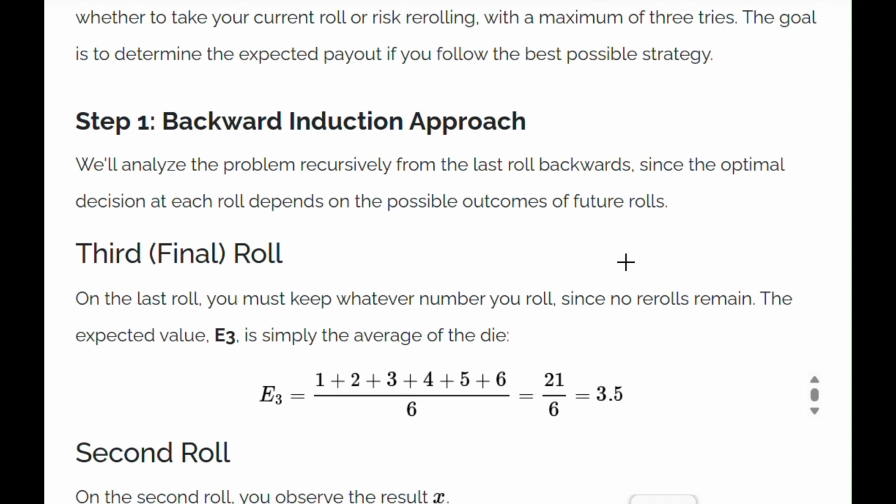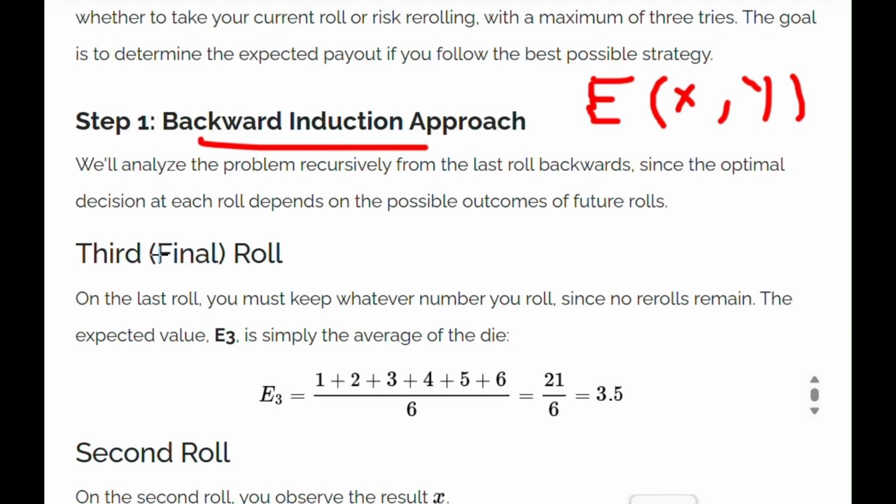In such questions, we use the backward induction approach. We'll analyze it from the last roll and then move backwards, because at each step we have an option of either taking away the amount that we just rolled, or we continue for the next turn and take the expected value that we would likely get from the next turn. You'll just see why we are starting from the third roll first. So this is, let's say, our third roll. On the last roll, we have to take whatever we roll. There are no re-rolls remaining, right?